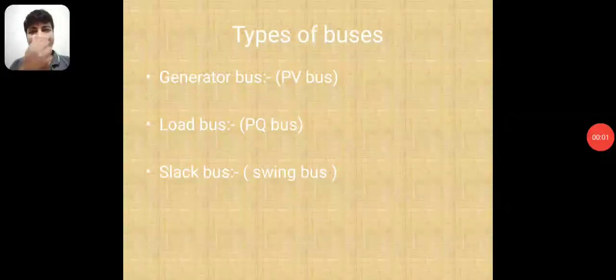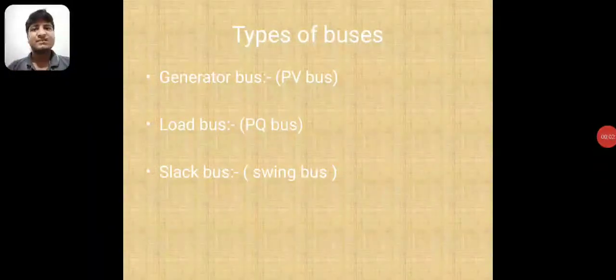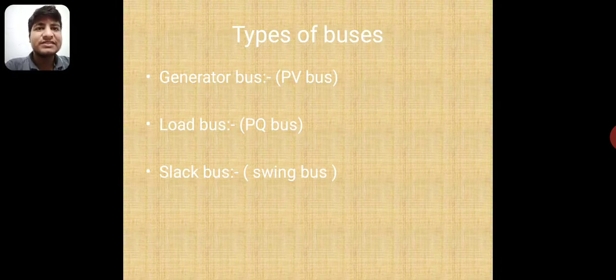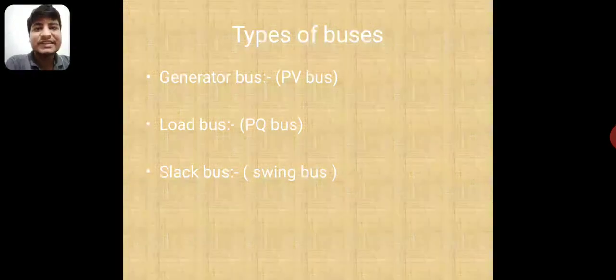Buses and load flow techniques in our power system. Now I am starting with the types of buses. Basically there are three types of buses in our power system. First one is generator bus. This bus is also called the PV bus. In these buses, the real power generated and the voltage magnitude are specified.